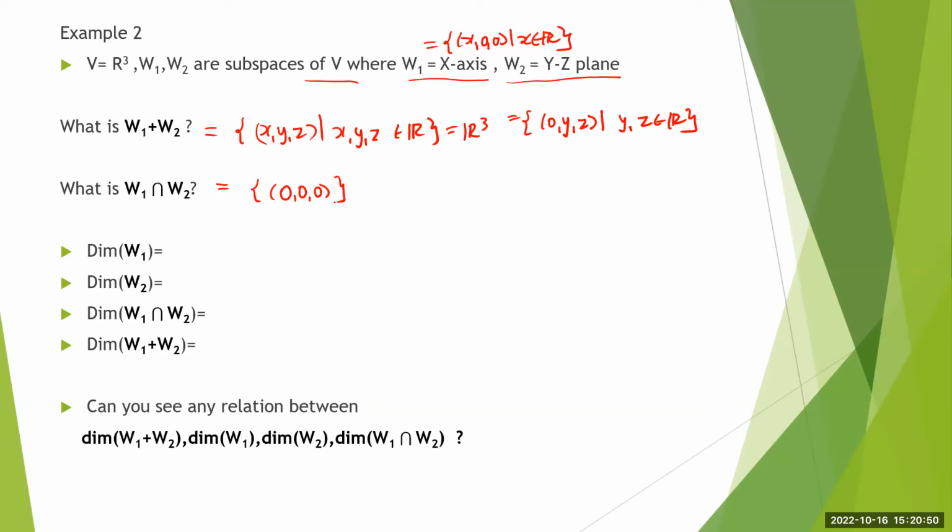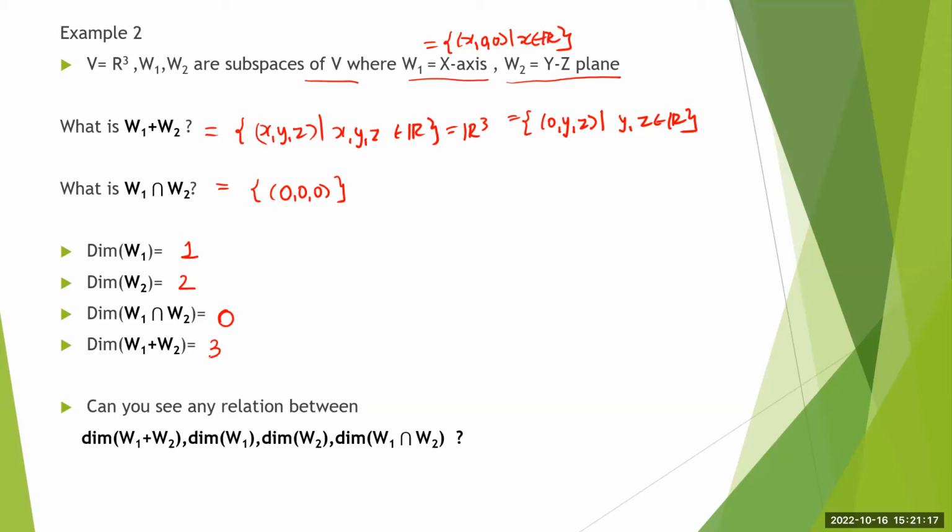Dimension of W1, that is dimension of the x-axis, it's 1. Dimension of W2, that is the yz plane, it's a plane, so it's 2. Dimension of W1 intersection W2: now dimension of theta is 0. And W1 plus W2 is my R3, so its dimension is 3.